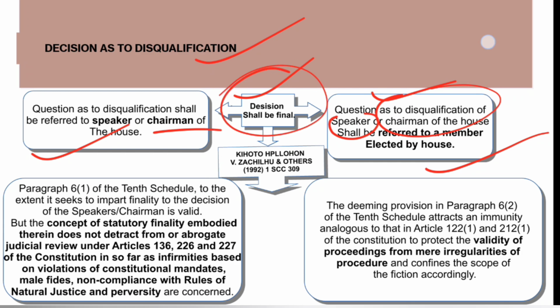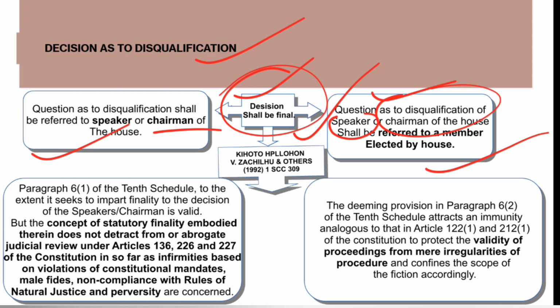With regard to this, there was a challenge in a popular case named Kihoto Hollohan. In that case, the whole 10th Schedule was challenged, its constitutionality was challenged, and it was decided how the term 'decision shall be final' is to be interpreted: whether, if the decision is final, no petition before the High Court or Supreme Court can be filed after the Speaker or Chairman has decided with regard to defection.